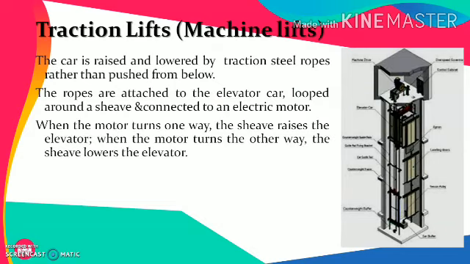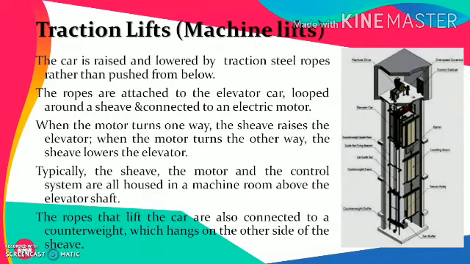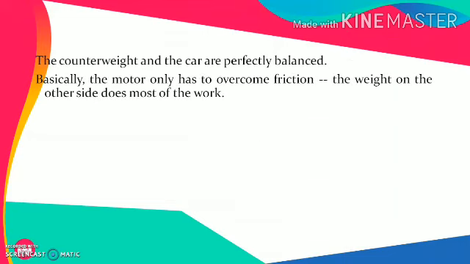When the motor turns one way, the sheave raises the elevator. When the motor turns the other way, the sheave lowers the elevator. Typically, the sheave, the motor and the control systems are all housed in a machine room above the elevator shaft. The ropes that lift the car are also connected to a counterweight, which hangs on the other side of the sheave. The counterweight and the car are perfectly balanced. Basically, the motor only has to overcome friction. The weight on the other side does most of the work.